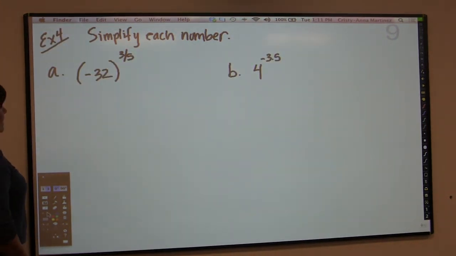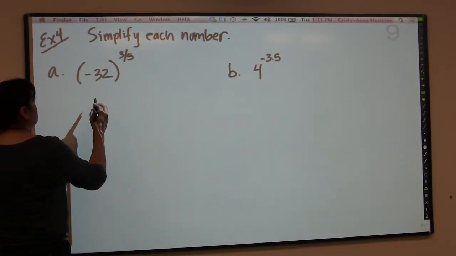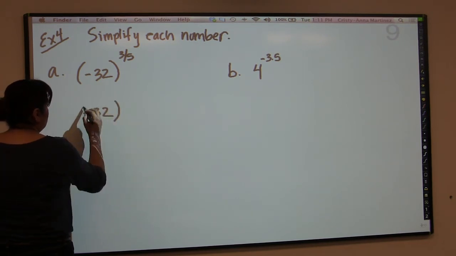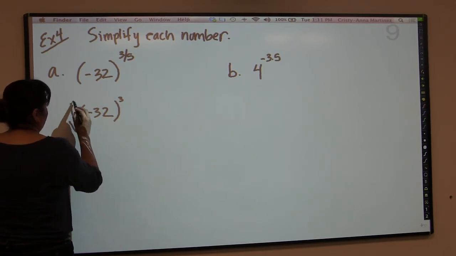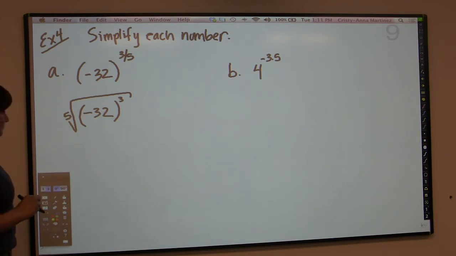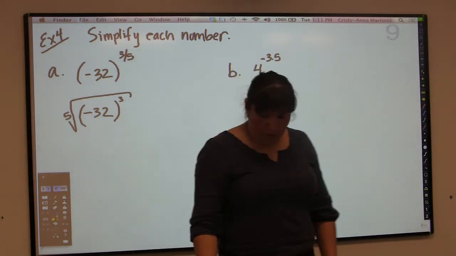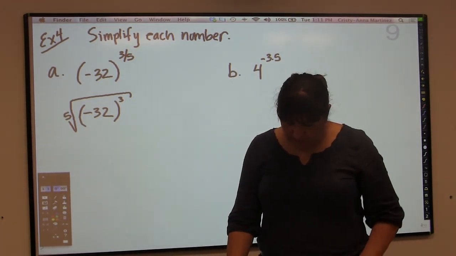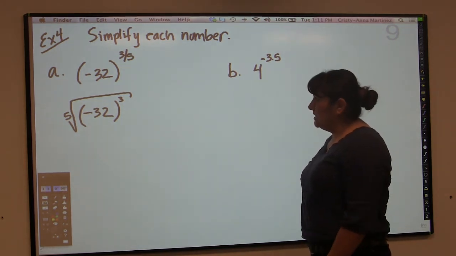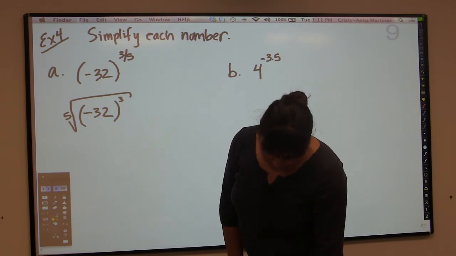So here we go. They want us to simplify each number. Here's an example. So we're going to say negative 32 to the 3/5 power. So that's going to be negative 32 cubed, and then the 5th root is going to be out here, because the 5 is on the bottom. In this case, you're going to get a decimal if you use the calculator. So you want to make sure that you're not using the calculator for these kinds of things.